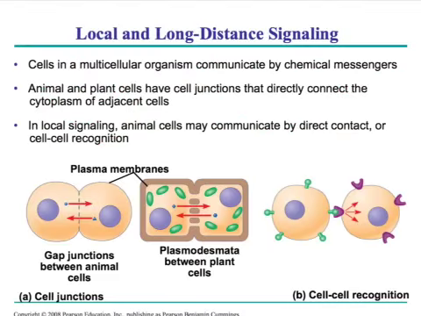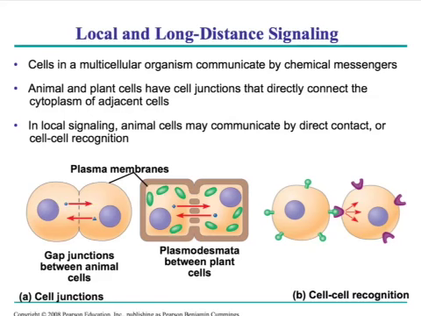So when we have cells in a multicellular organism, these cells are going to have to communicate via chemical messengers. And there are two ways that it can happen. We have what we call local signaling, which is kind of like calling locally, or we have long-distance signaling, which is kind of like calling long distance, so like calling Dallas versus calling New York.